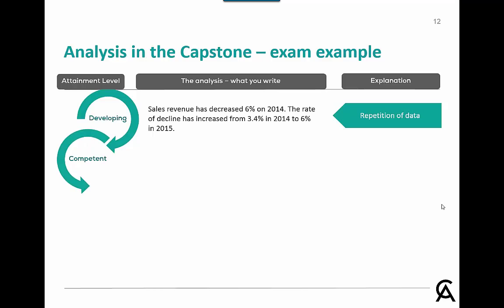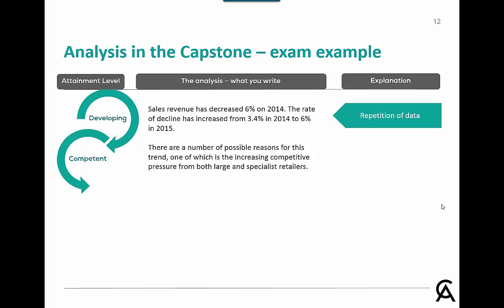A competent would take that further and say, there are a number of possible reasons for this trend, one of which is the increasing competitive pressure on both large and specialist retailers. That fact was in the case. Candidates were told that there was an increase in competition. What a candidate did was to explain why revenue was going down by linking it to material in the case, by linking it to a fact. Not a fact on its own.